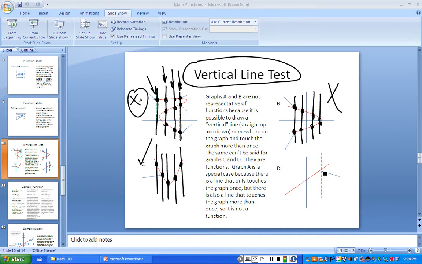Alright, looking here at D, drew a vertical line here, touched one time right there. Well, let's say, what if I drew it there? One time. Right there, one time. If I drew a vertical line there, it only touches one time. If I draw a vertical line there, it only touches one time. So this also represents a function, because anywhere I decide to draw my vertical line, I'm only going to touch my graph one time. So this is a function based on the vertical line test.